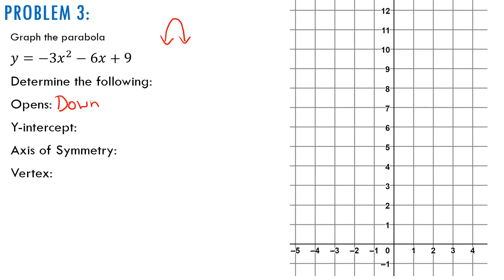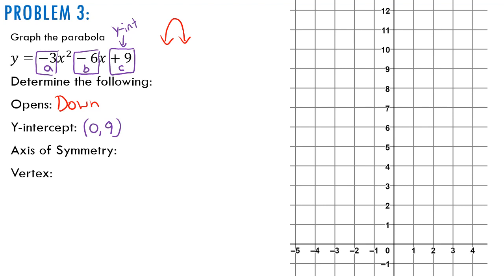The next thing I need is my y-intercept. Well, if you remember from our little chart that I had you write down in class, this number right here, the negative 3, is the A value, negative 6 is the B value, and positive 9 is the C value. And the C value is the y-intercept in standard form. So this would be 0, 9.